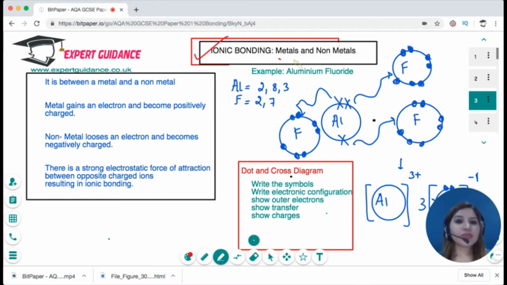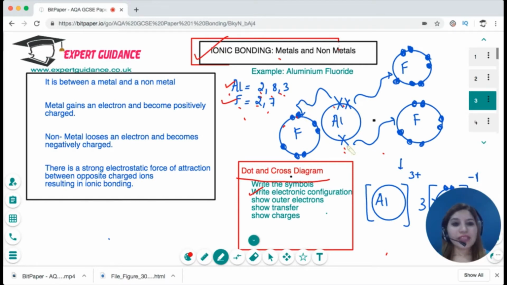Ionic bonding is between a metal and a non-metal, and you should understand how to draw the dot and cross diagram. In a dot and cross diagram, you do three things. First of all, write the elements, write their electronic configuration, and draw their outer electrons. So aluminium is 2,8,3, fluorine is 2,7. In aluminium, I've drawn 3 electrons with a dot or a cross, and for the other one with the other symbol, and then I'll draw 7 electrons.